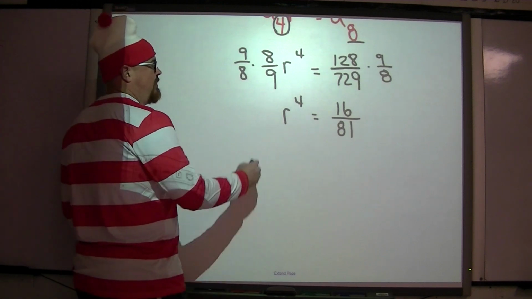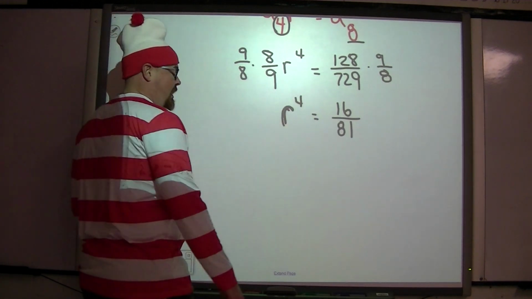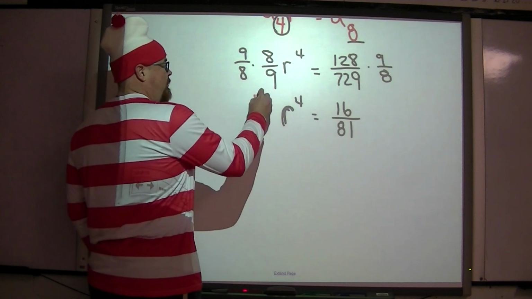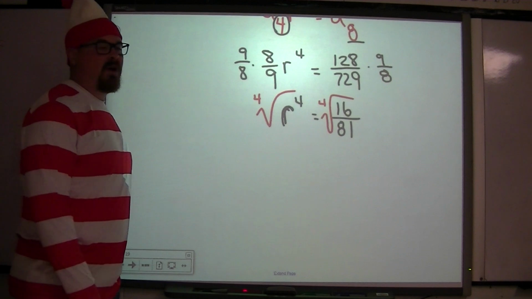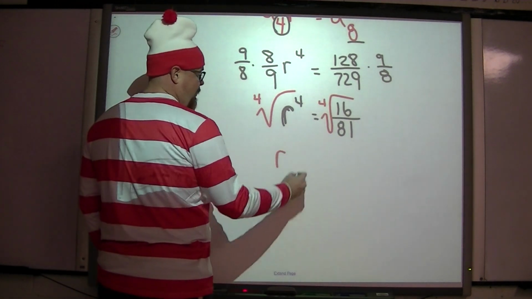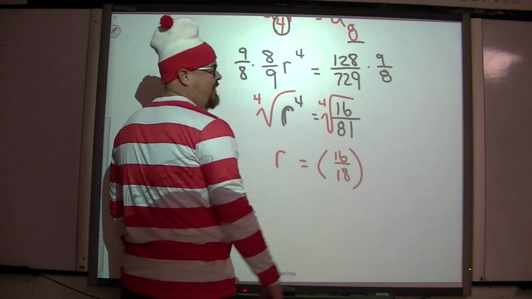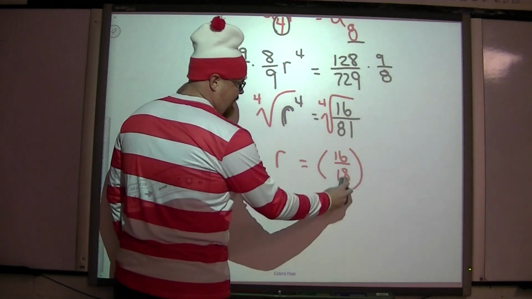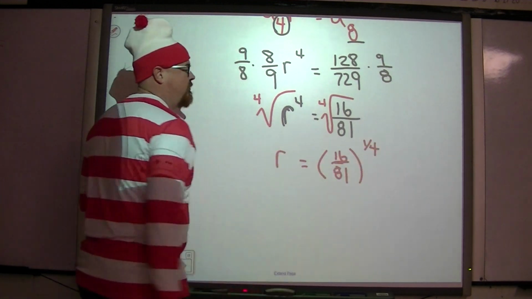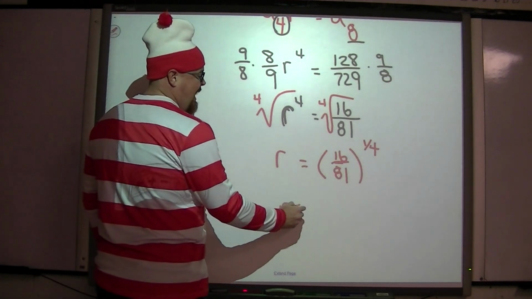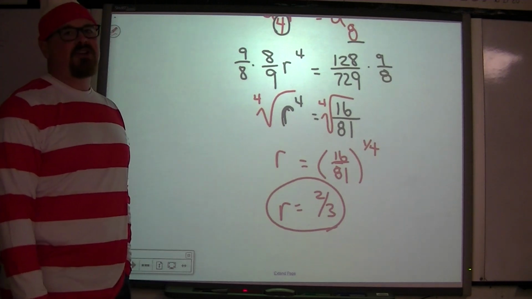If we want to solve this, how do we get r? If r is raised to the 4th power, how do we get r by itself? We take the 4th root, right? We can take the 4th root of this as well. Now on the calculator, once we have r, to take the 4th root of this, you should probably take 16 over 81 to the 1/4 power. And if you do that, you're going to get 2/3. So now we know what the common ratio is.